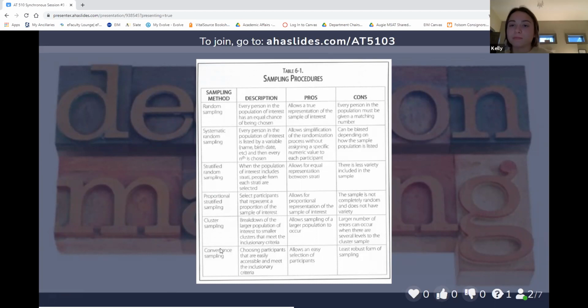Group allocation, or we'll start with sampling. So you have your population of interest, everybody that meets your inclusion or exclusion criteria, right? So let's say that I want to study soccer players, right? And so my inclusion and exclusion criteria are collegiate soccer players, right? So that's my population of interest.